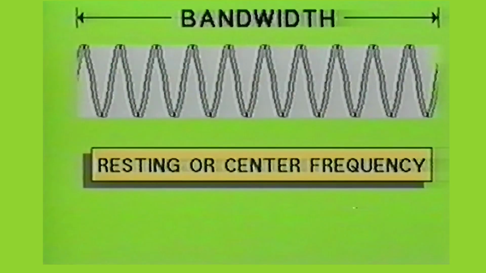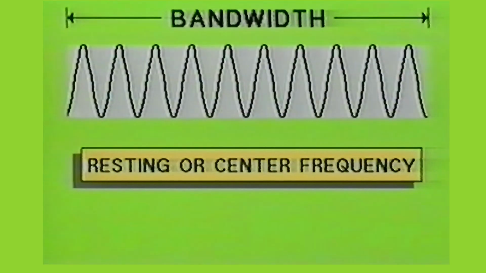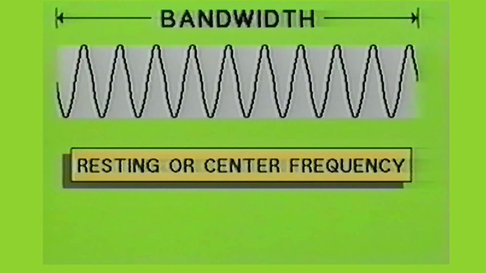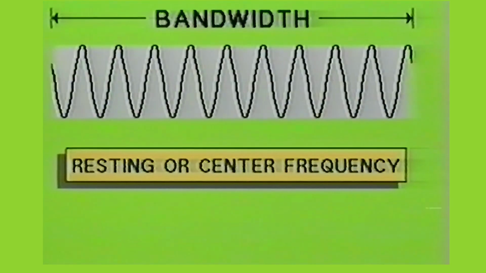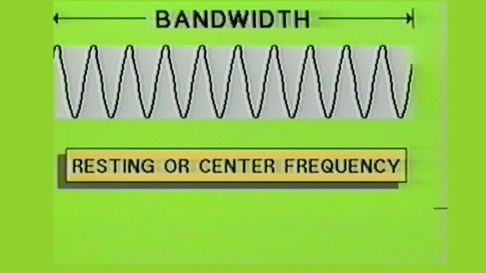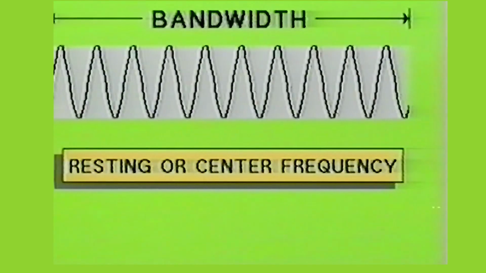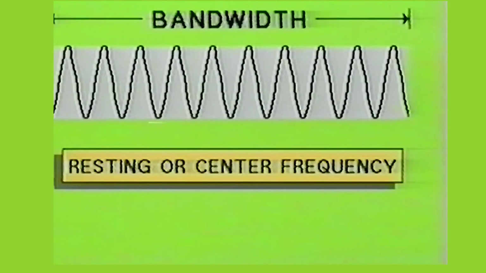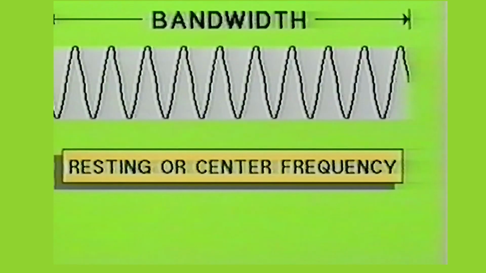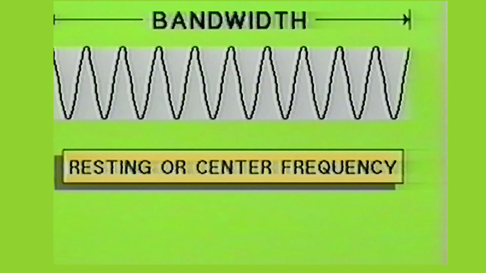Here you see a representation of an unmodulated FM carrier wave. Notice that the carrier wave is contained within a specified bandwidth. For simplicity, we have limited our cycles of carrier frequency for the specified bandwidth to 10. This unmodulated carrier is referred to as the resting or center frequency of the FM wave. When information is applied to the carrier wave, it will either increase or decrease the number of cycles contained within the bandwidth of the signal.